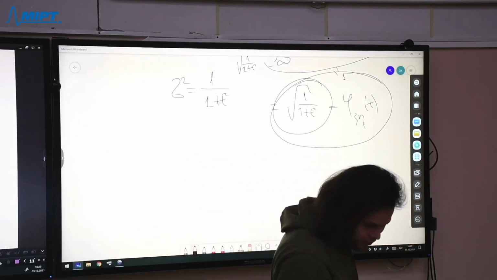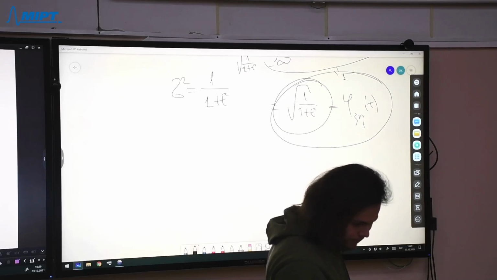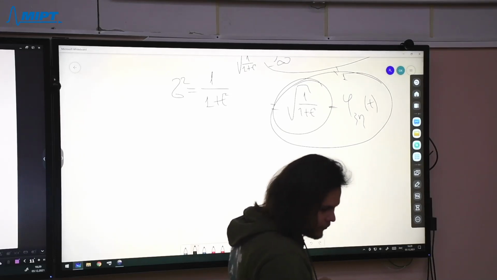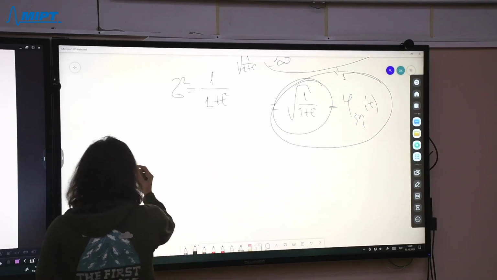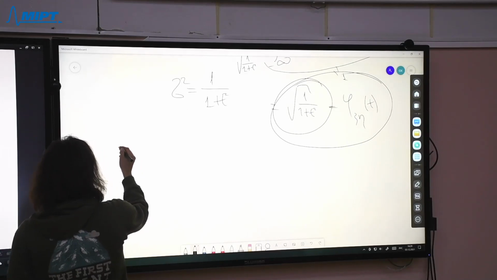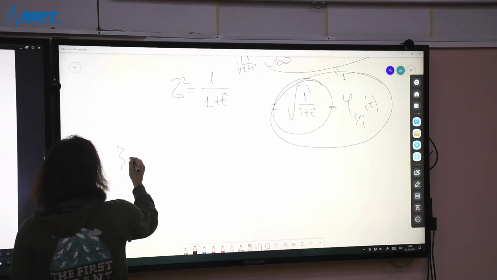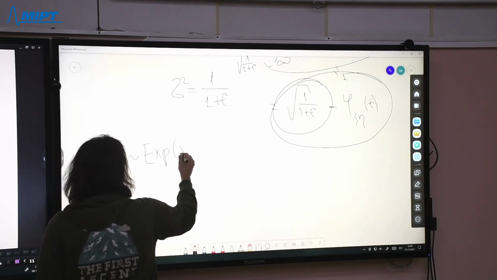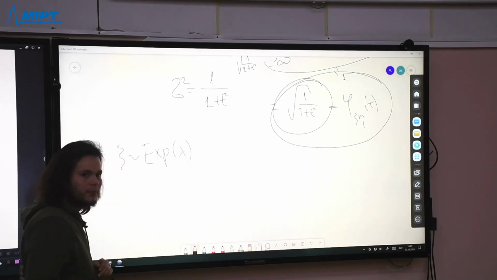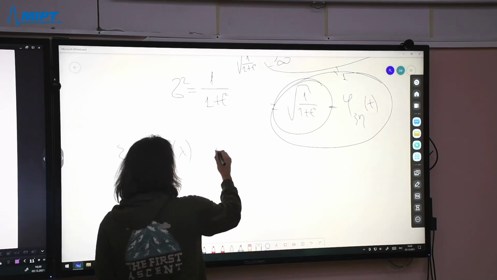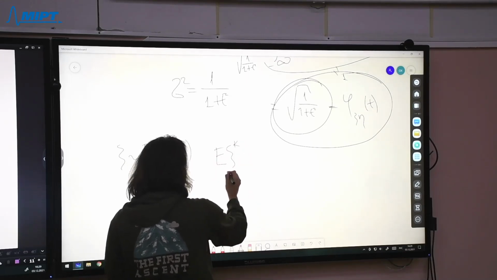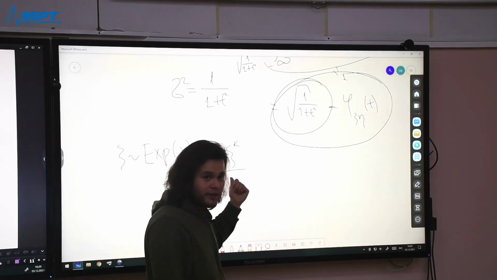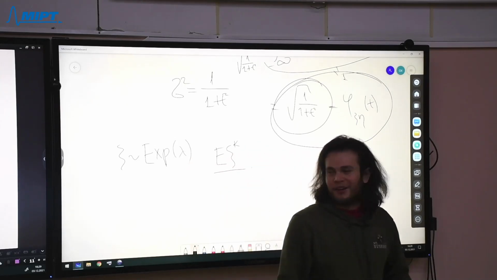Now let's do the following. If we know that psi has an exponential distribution with parameter lambda, let's find the expected value of psi to the k. We already did this, I think. Maybe not, I don't remember.